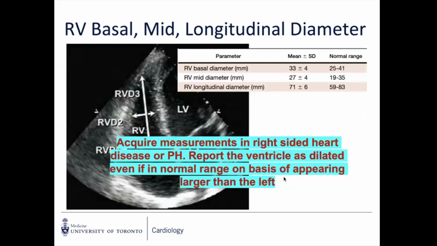And the other important factor here is that sometimes your measurements may be normal, but visually the RV may appear dilated. In those cases, you want to provide data that's not going to misconstrue what you're seeing as well. It may be sort of a measurement thing in those cases, and so it's important to report the RV as appearing larger than the left in those cases.